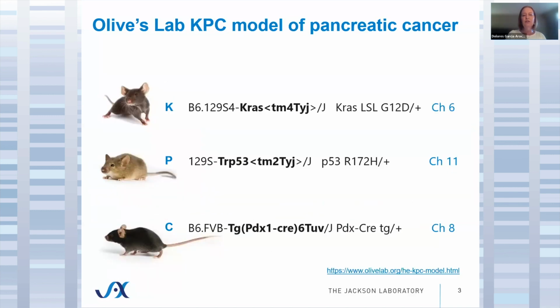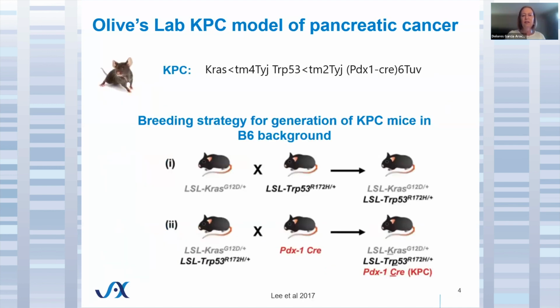The original model was done in a mixed genetic background. The Jackson Laboratory also has the congenic versions of that. So in the next slide, number 4, we are going to see the breeding strategy to generate the KPC model. It was published much later by Lee et al. in 2017. They have a nice figure there. Just keep in mind that they used the congenic strains. The 3 of them were on a Black 6 background, as opposed to the original lab.